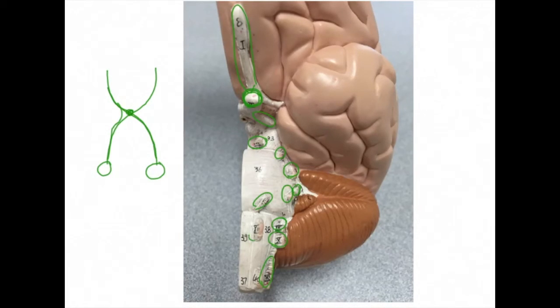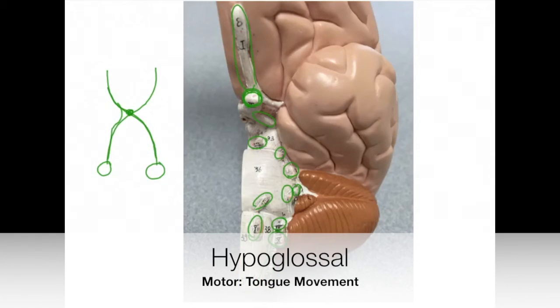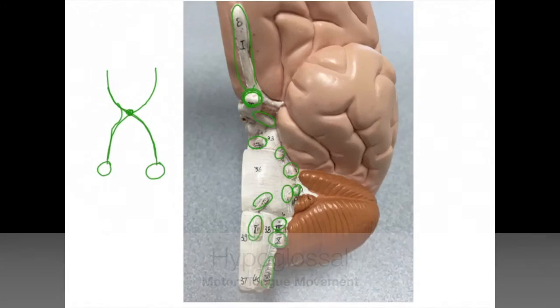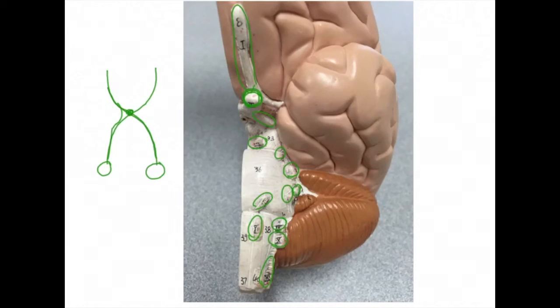Here is cranial nerve 12, also known as the hypoglossal nerve. It controls your tongue movements that contribute to swallowing and speech.